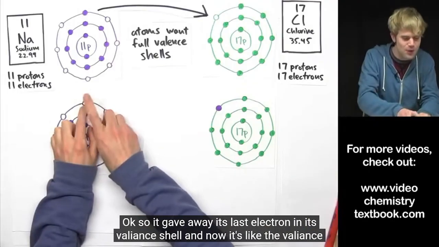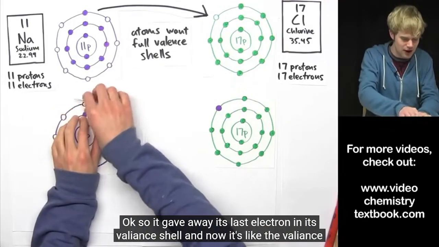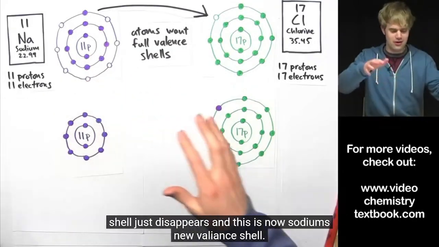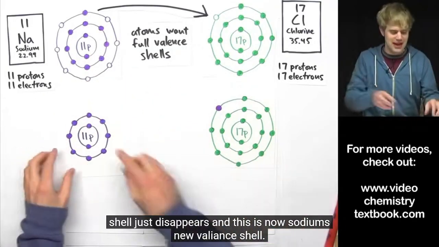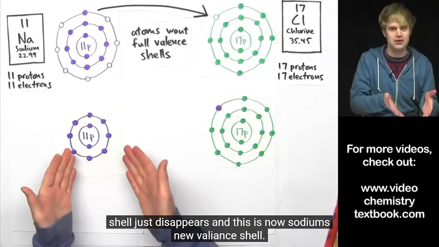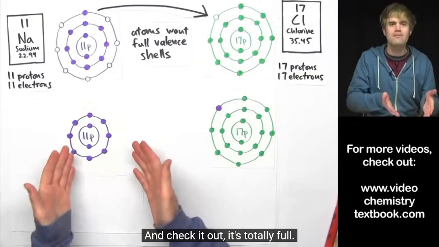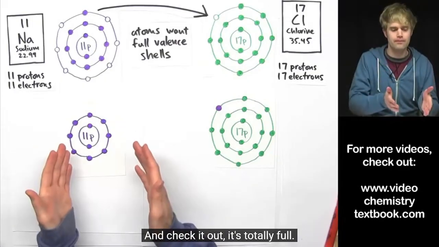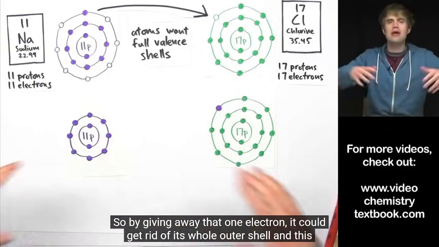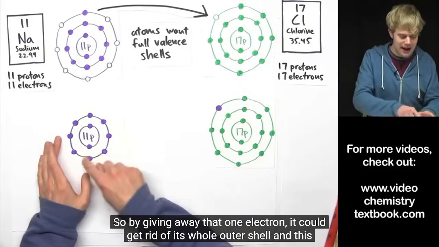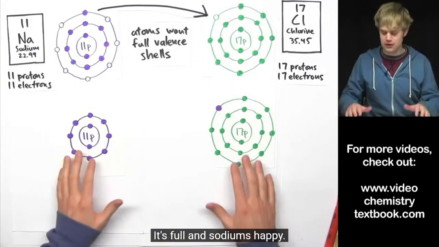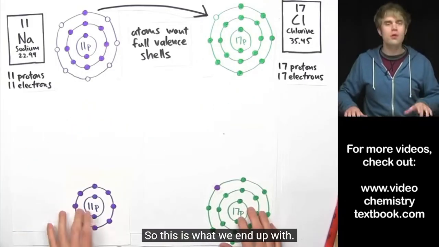So it gave away this last electron in its valence shell, and now it's like the valence shell just disappears. And this is now sodium's new valence shell. And check it out. It's totally full. So by giving away that one electron, it could get rid of its whole outer shell, and this is its new valence shell. It's full, and sodium's happy. So this is what we end up with.